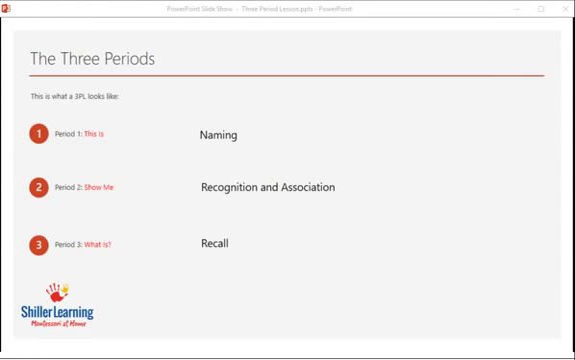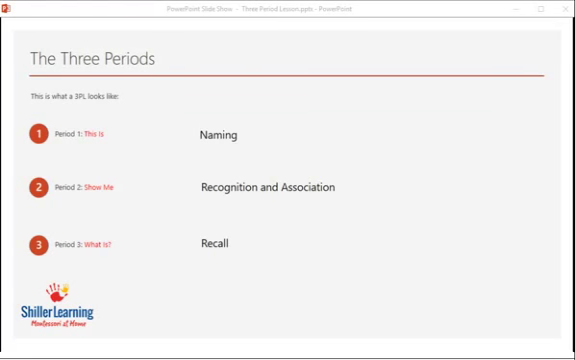Now, period two, show me. That's recognition and association, what Montessori considers recognition and association. The thing now has a name, and it's time to build how to recognize and associate what that thing is with other things. Place several different shapes in front of the child, one of which is a hexagon. Then ask, can you show me a hexagon?